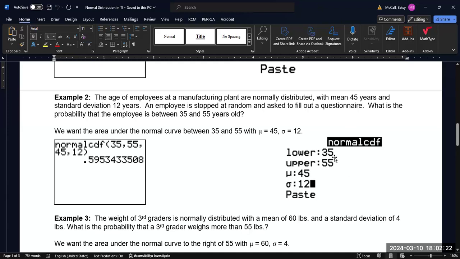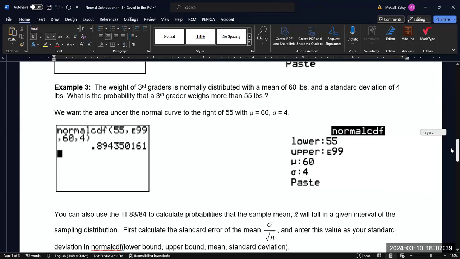In the stat wizard mode, again, you will just fill out the values. Again, same order, 35, 55, 45, 12, and then again, hit paste. It will put this on the screen, and then it will calculate your probability for you.